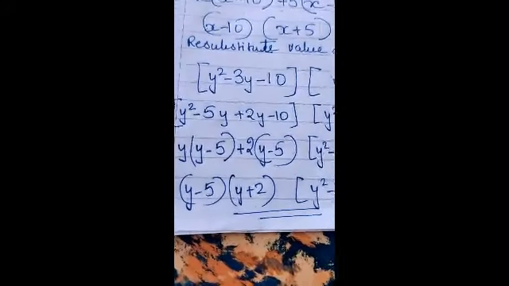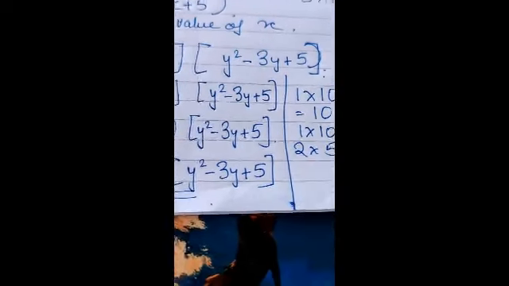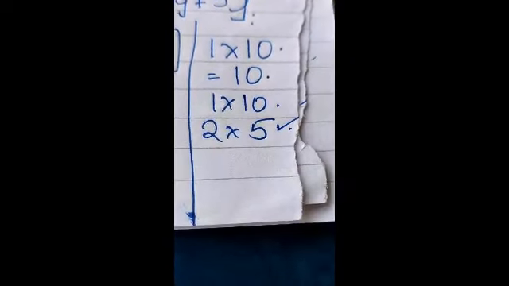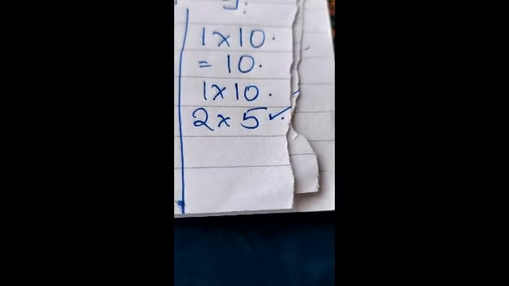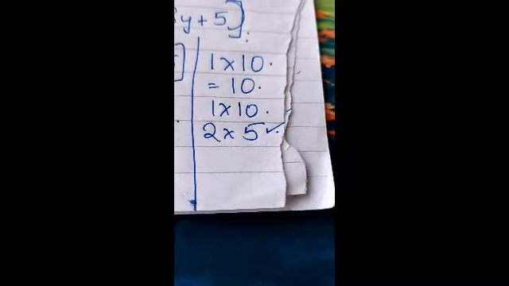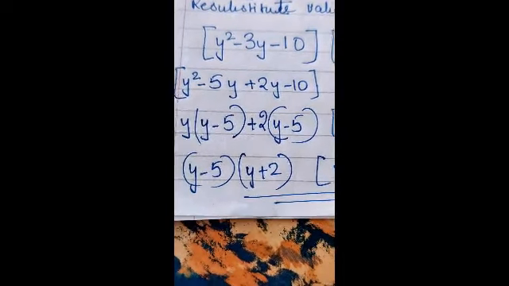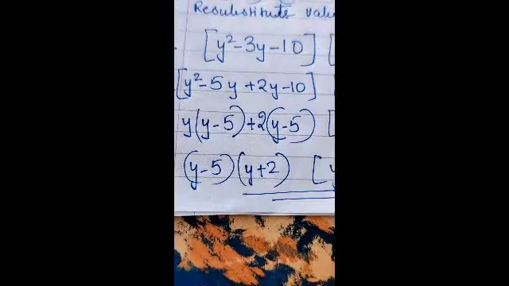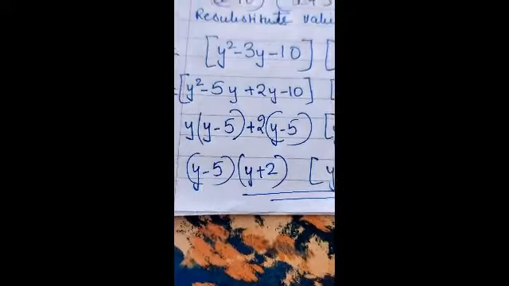So instead of x we have y square minus 3y minus 10, and here we have y square minus 3y plus 5. Here again we have a trinomial, and our factors will be 1 and 10. We'll find out which of the two pairs can be used for splitting the middle term. 1 into 10 gives us 10, and 2 into 5 also gives us 10. If we subtract 2 from 5, we get 3, which is our middle term here. So we'll use that pair and write it as y square minus 5y plus 2y minus 10.